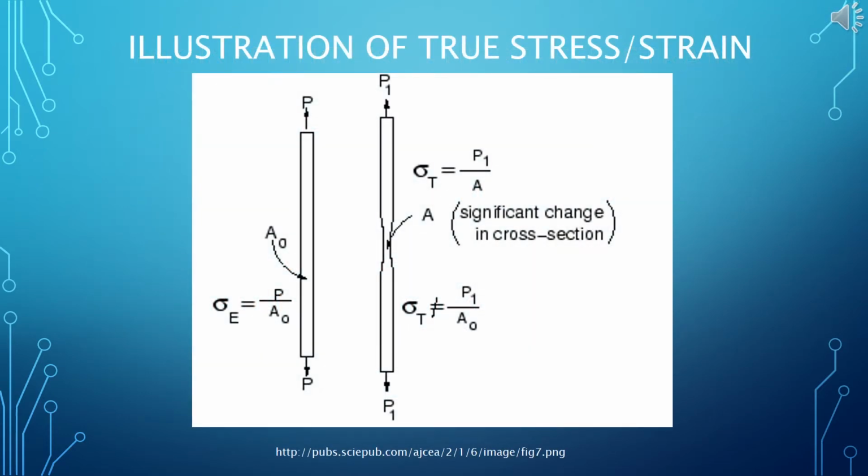We see here the difference between engineering and true stress and strain. As the material necks, its cross-sectional area decreases. Although the applied force is the same in both types of stresses, the lower cross-sectional area ends up increasing the true stress over the engineering stress. The stress on the material is effectively increased at this contracted point.